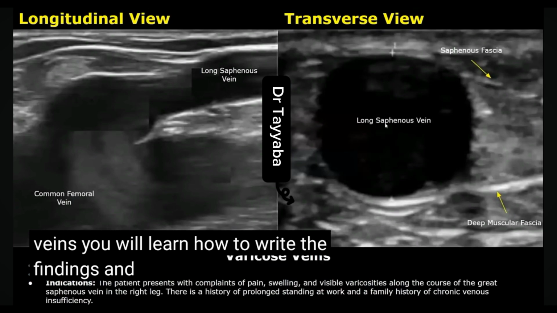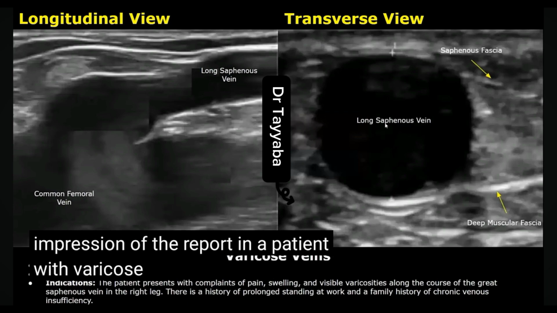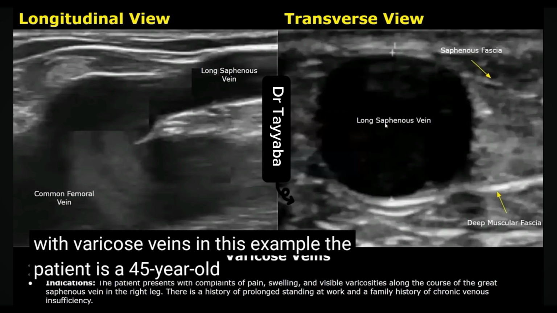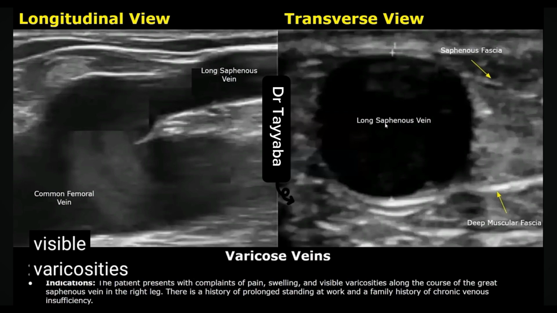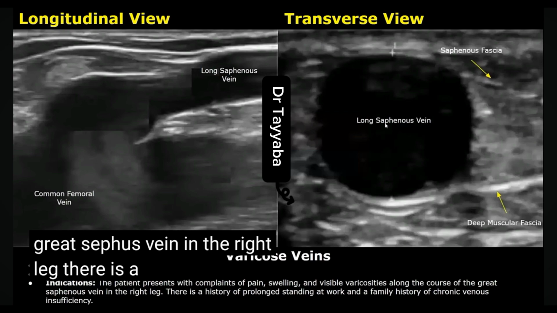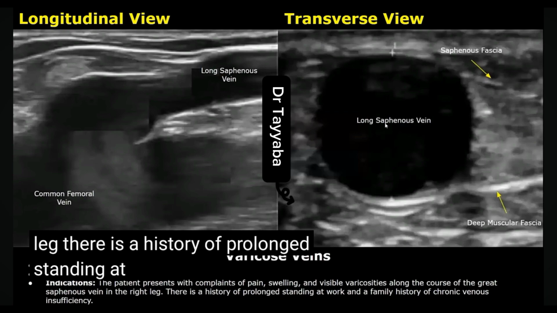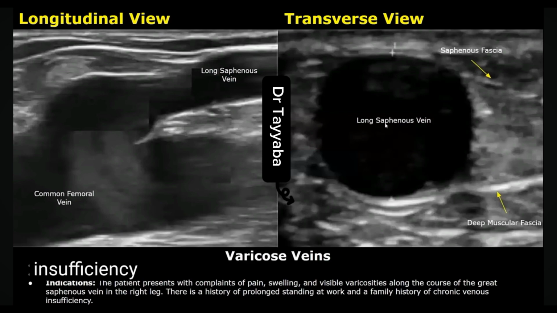You will learn how to write the findings and impression of the report in a patient with varicose veins. In this example, the patient is a 45 years old male presenting with complaints of pain, swelling, and visible varicosities along the course of the great saphenous vein in the right leg. And there is a history of prolonged standing at work and a family history of chronic venous insufficiency.